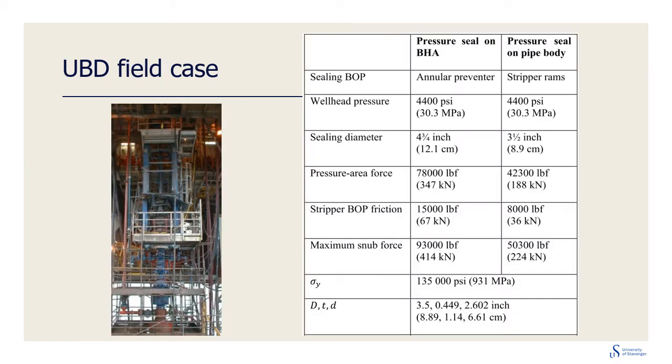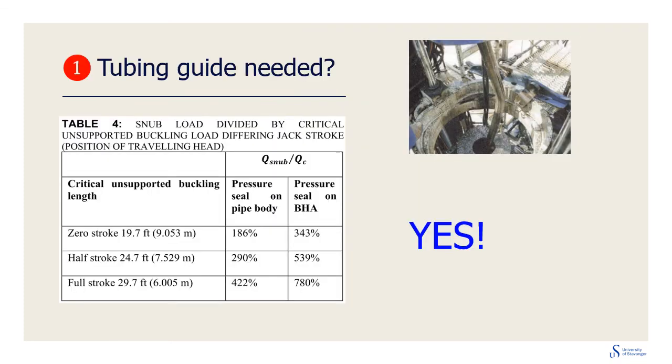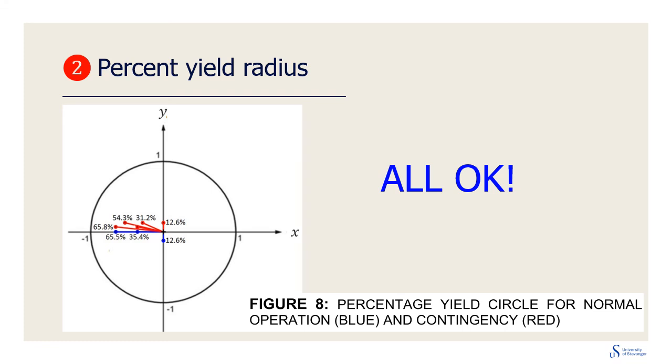The UBD field case is drilling a 6-inch reservoir section in a gas well. The formation is sensitive to drilling damage, and commercial production relies on avoiding killing the well once the reservoir is penetrated. The maximum snub force is 93,000 pounds while snubbing the bottom hole assembly, and 50,300 pounds while snubbing drill pipe ram to ram. The unsupported buckling calculations clearly demonstrate the need for tubing guide for this job. Triaxial calculations carried out for both normal operation and contingency case show maximum value of 65% yield radius, which corresponds to a design factor of about 1.5. This is a sound well design which ensures drill pipe pressure control.